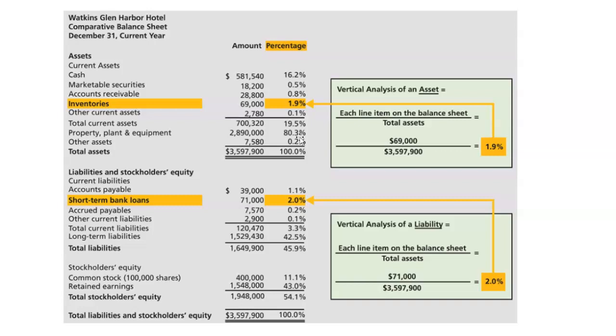If we look at our liabilities and stockholders' equity, notice that total liabilities and stockholders' equity is the same as total assets. So all these numbers are reflected as a proportion of liabilities and shareholders' equity as well. You can see that the long-term liabilities is really the largest portion, at 42.5%. Our retained earnings is 43%, so that's good. So each account is analyzed as the numerator in a vertical analysis.